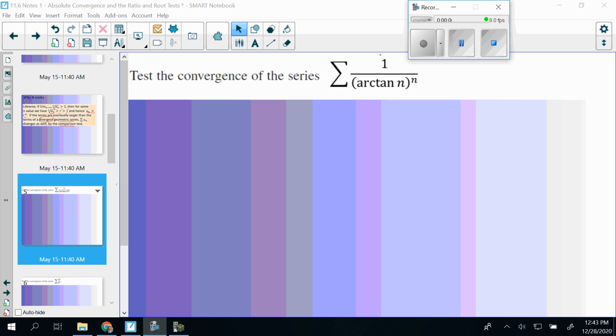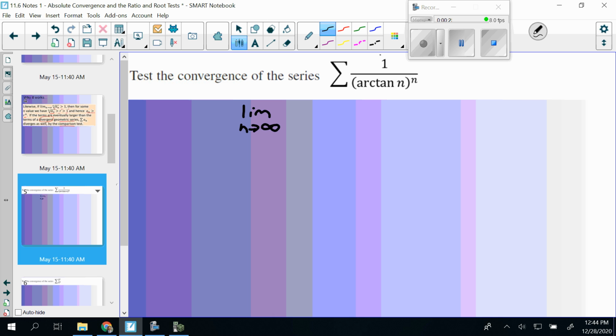This one is an example. They want us to test convergence of this series. So this one you can see there's a power on that arctangent that would indicate that root test might be a good one to try here. So if we're going to do this with the root test, we want to see what's the limit as n goes to infinity of the nth root of this series.